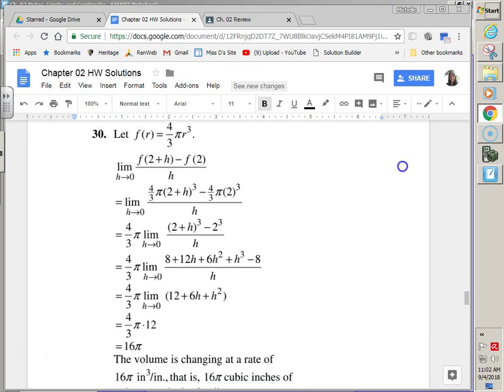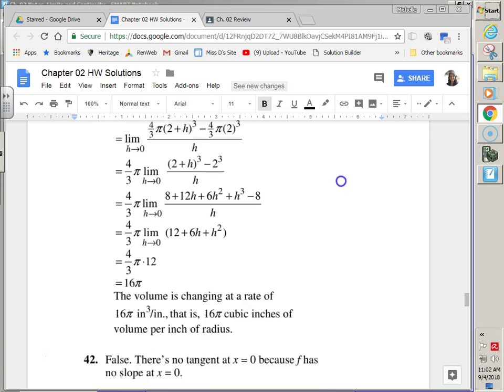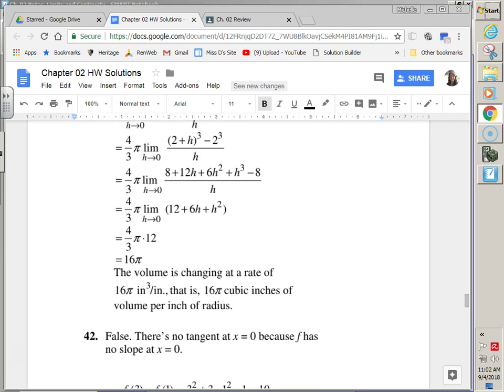All right, are we good? Number 30. Could you have solved with the definition? Oh, gross. You would have had to cube that guy? That would have been fun. There's a trick for perfect cubes. But anyway, you could have taken a derivative, and you could have gotten 4/3 pi.